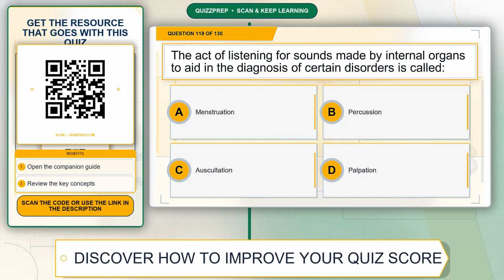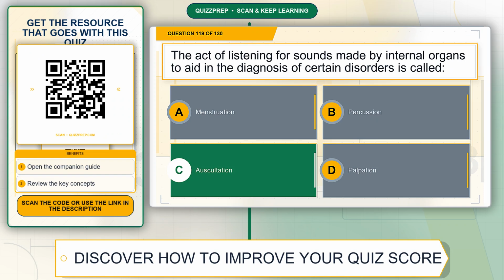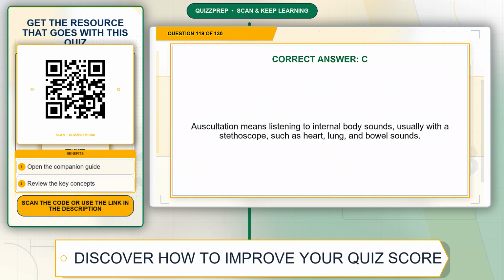Question 119. The act of listening for sounds made by internal organs to aid in the diagnosis of certain disorders is called option A, menstruation. Option B, percussion. Option C, auscultation. Option D, palpation. The correct answer is option C, auscultation. Explanation: auscultation means listening to internal body sounds, usually with a stethoscope, such as heart, lung, and bowel sounds.